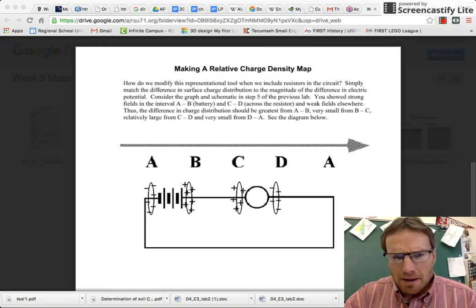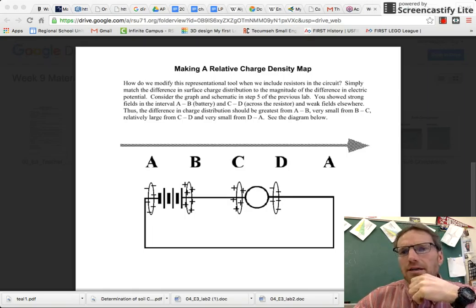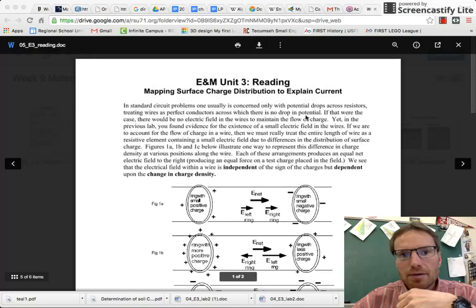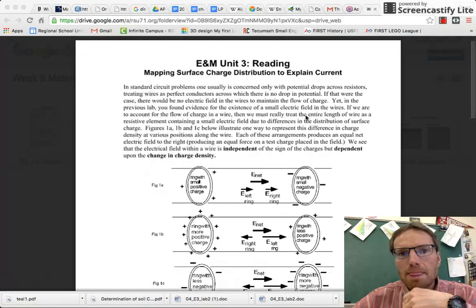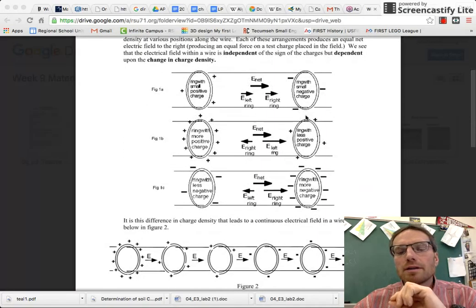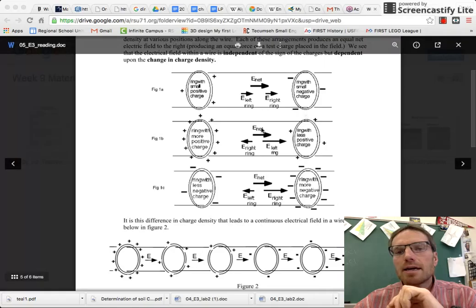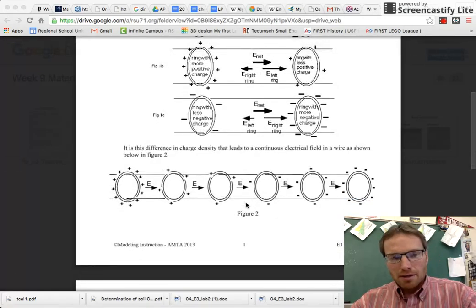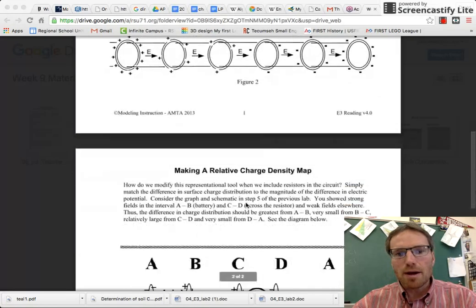I had a question and a comment on this particular document that I'm showing you, which is a reading, mapping surface charge distribution to explain current. The idea of how electric fields must be developed and set up in order to cause current to flow through a wire.